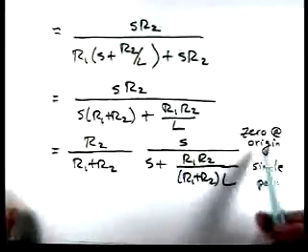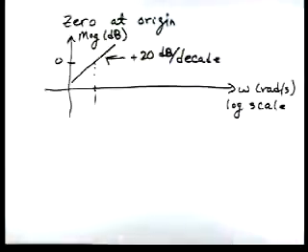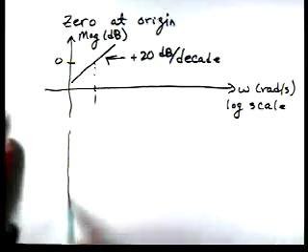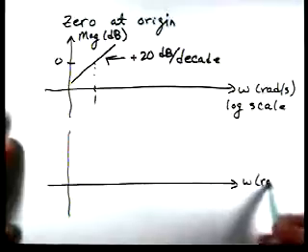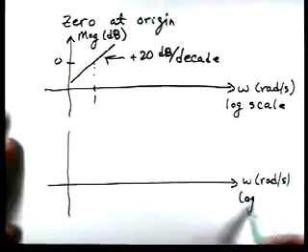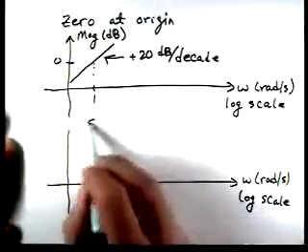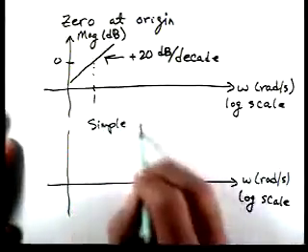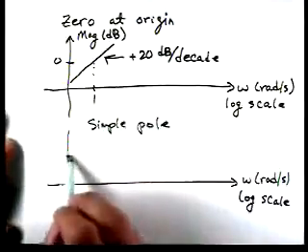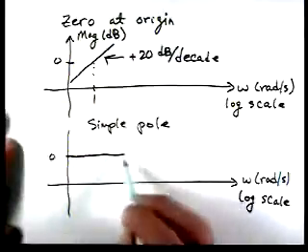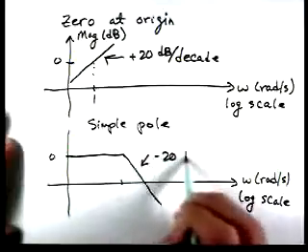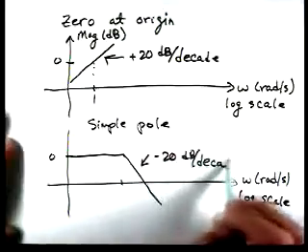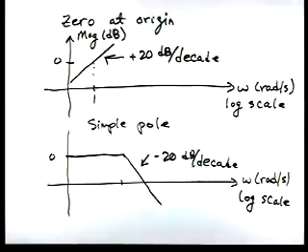I'm not going to worry about that too much, but we have a simple pole, and we know for a simple pole that it starts off at 0 dB, comes out, and at some point it breaks down at minus 20 dB per decade. And we also have, like I said, a gain term, but we're not too worried about that.